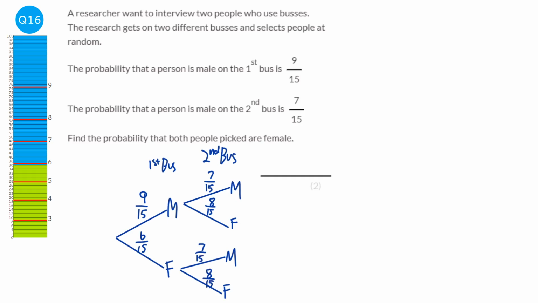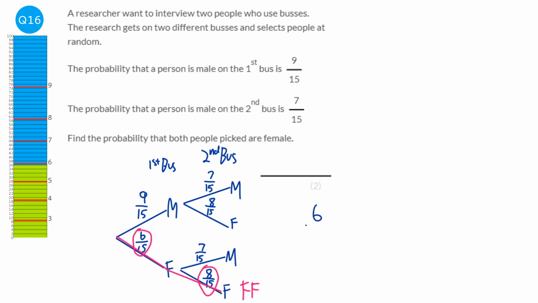And the question is basically asking what is the probability that both will be female. So to have both female, we need to have gone down this line at the start and then this line again. Looking at the fractions along the way, it's 6/15 and 8/15. The word "and" in probability means times. So whenever you're finding the probability of getting to an outcome, so this outcome will be FF, because they're both female, you are multiplying the fractions that you go across.